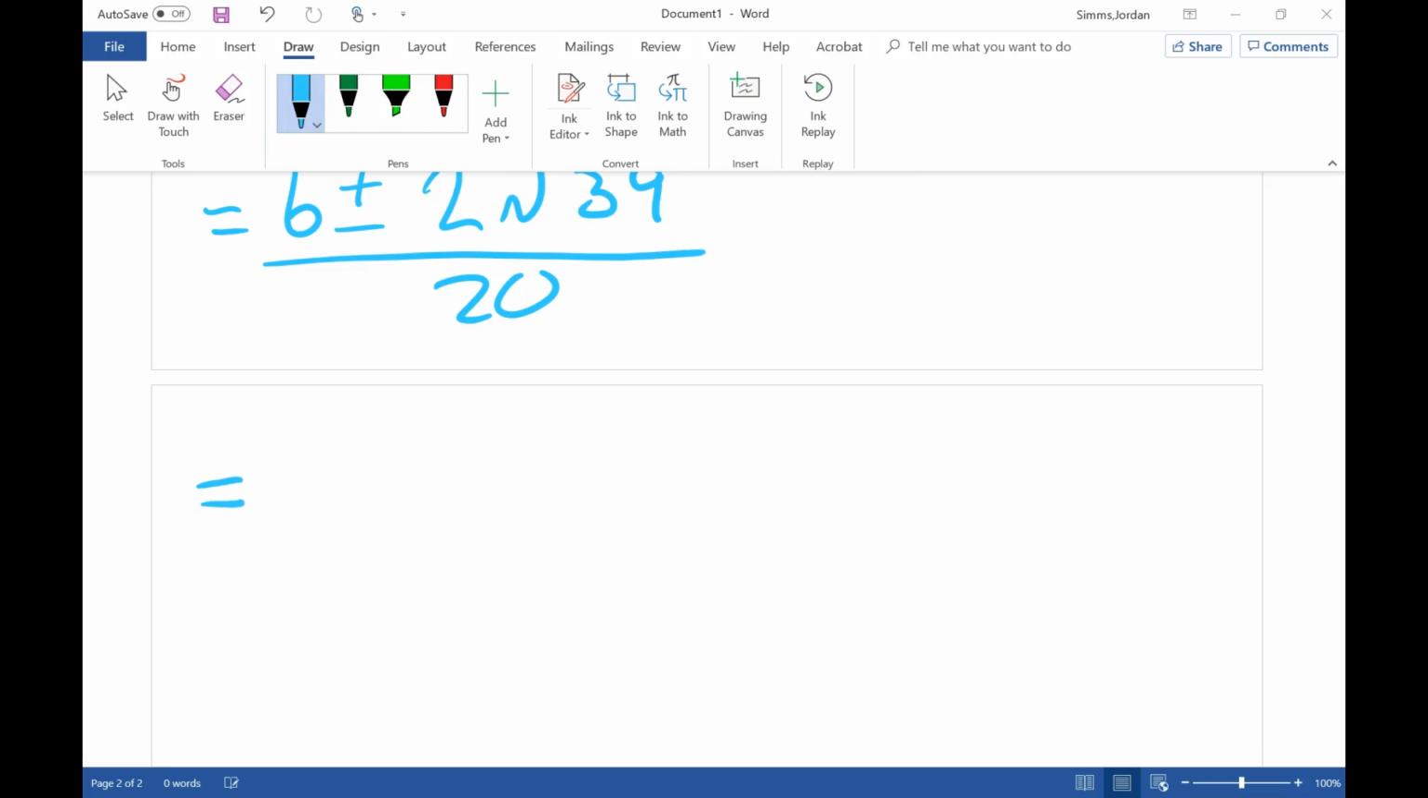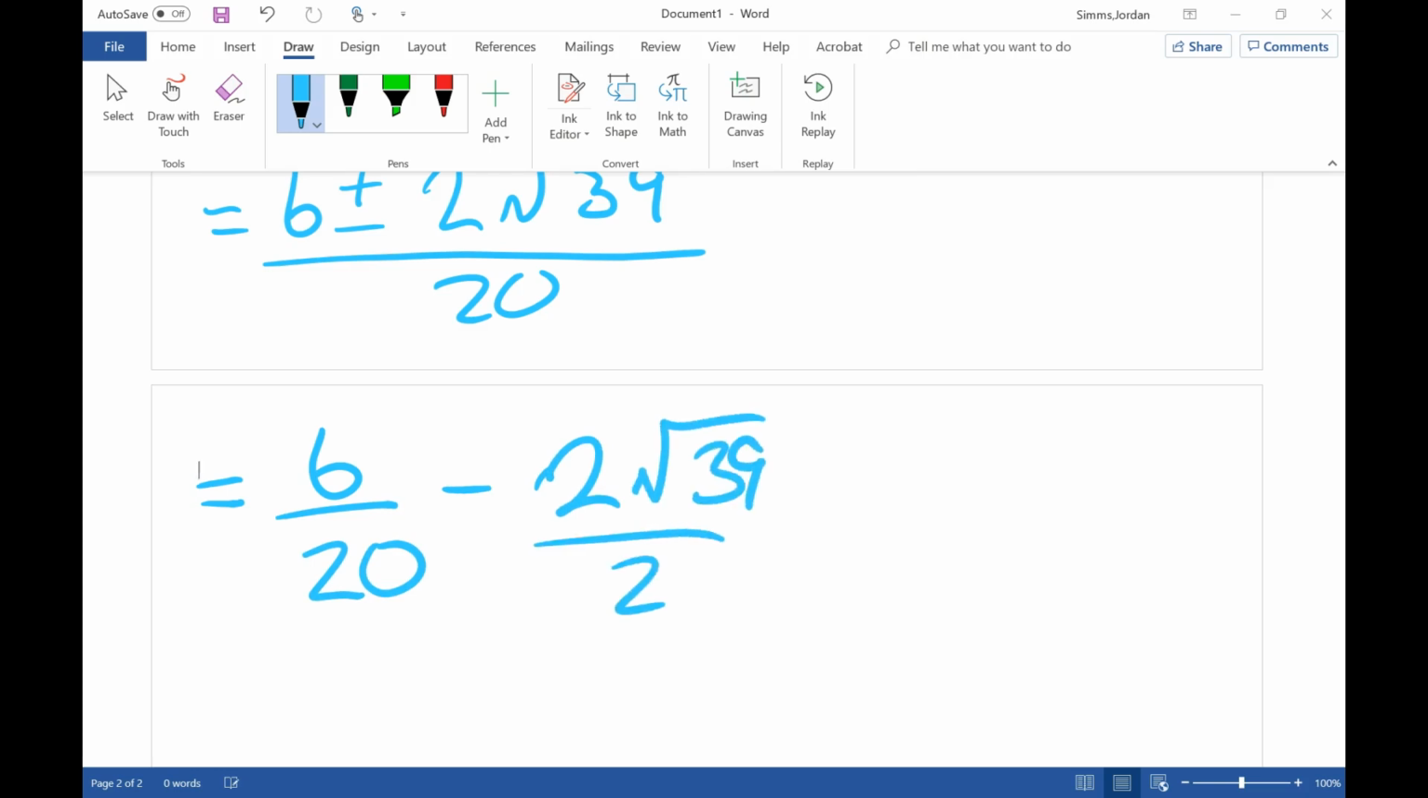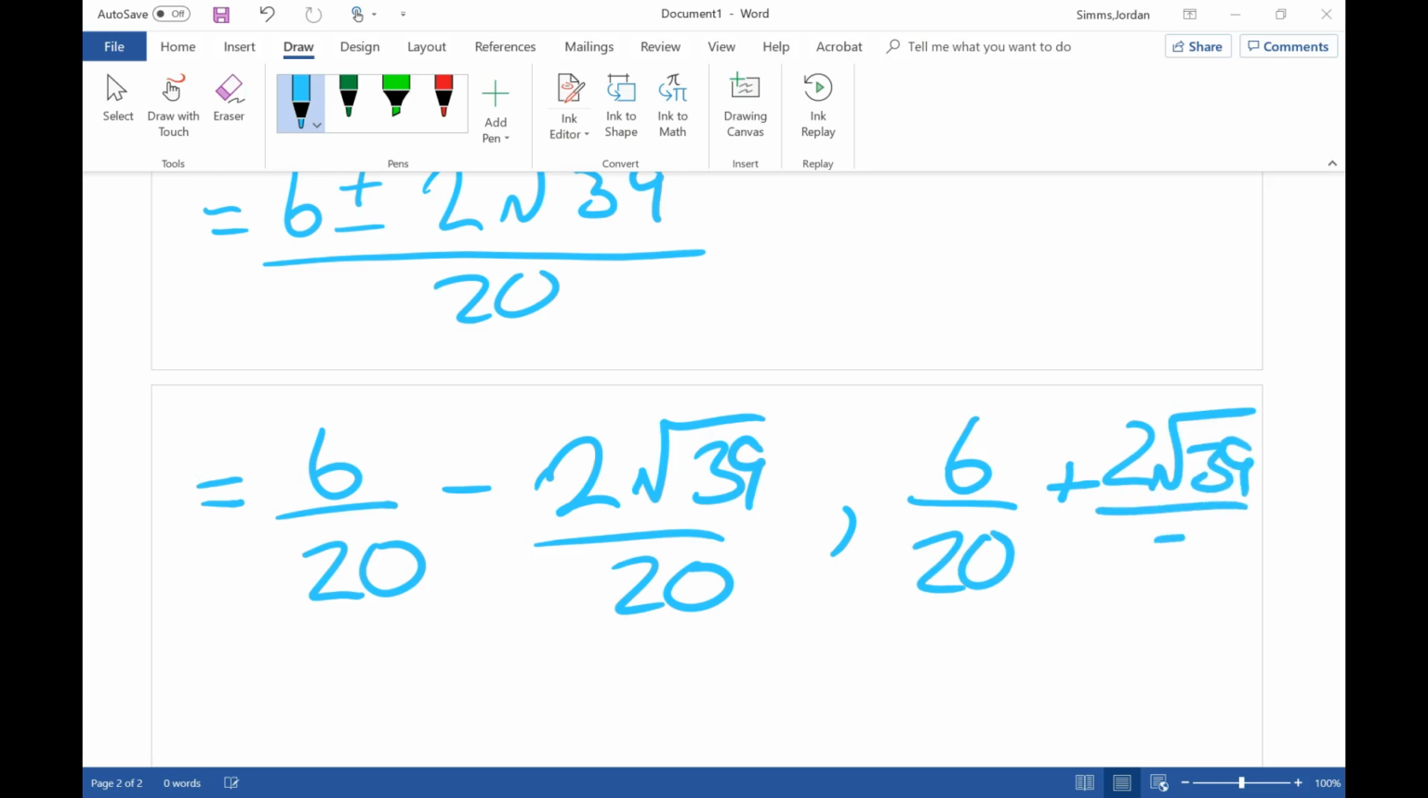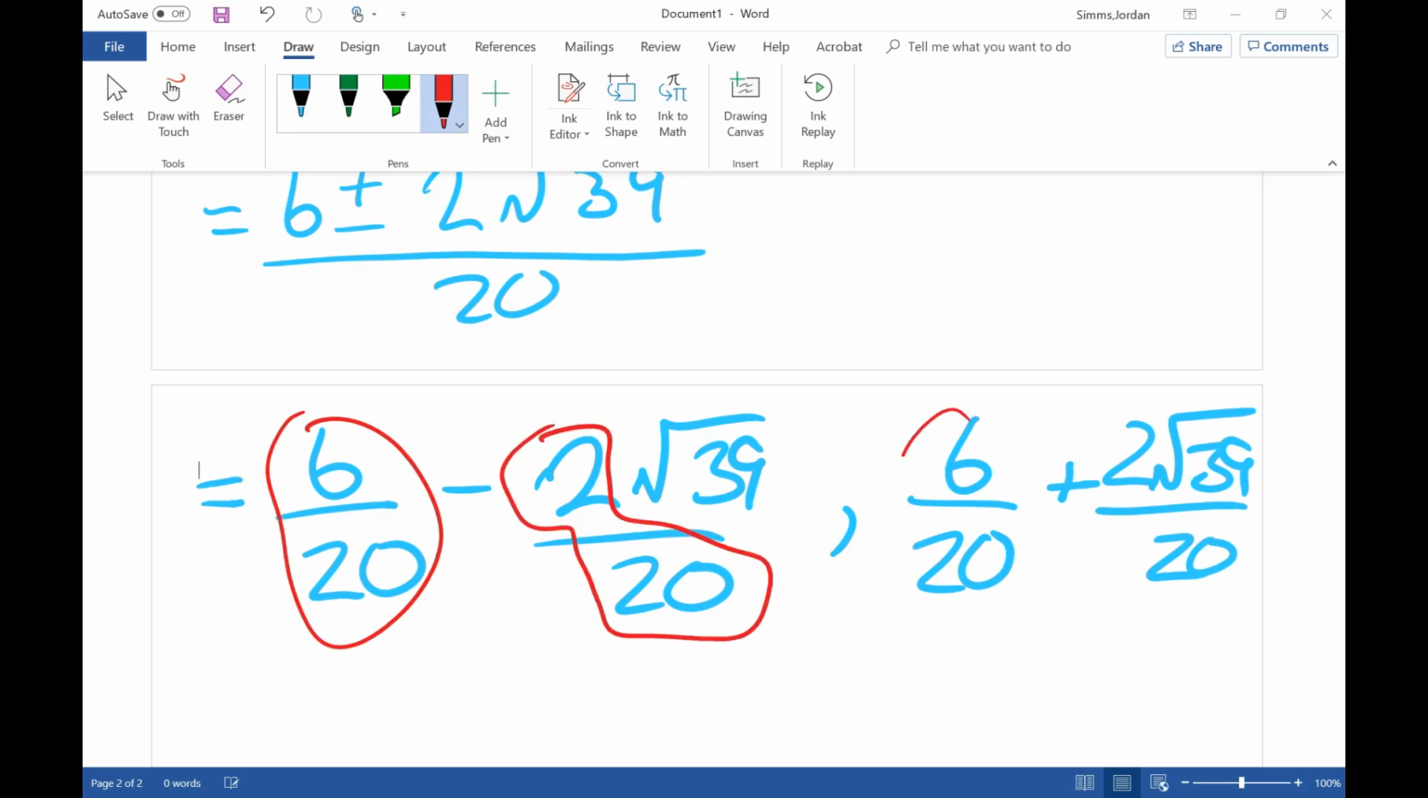All right, so let's split this up now. So this really simplifies to our fraction, 6 over 20, minus 2 root 39 over 20, comma, and then the positive of that. So we have 6 over 20 plus 2 root 39 over 20. And then we're just going to reduce these fractions. We have little fractions here, and we can reduce this part right here, same as over here, and same as here. We don't mess with the radical, we just reduce the fractions.